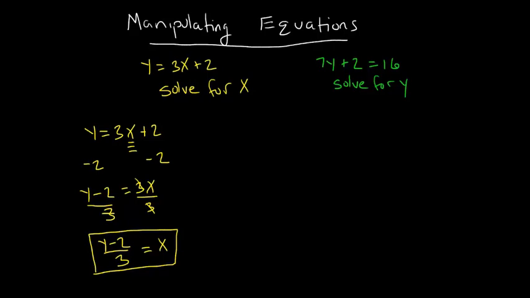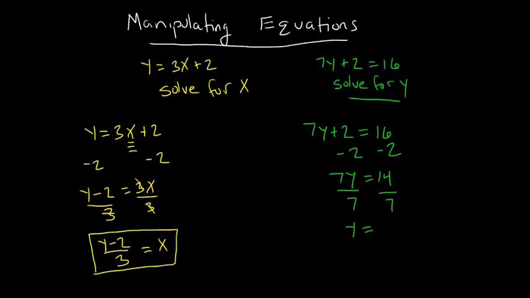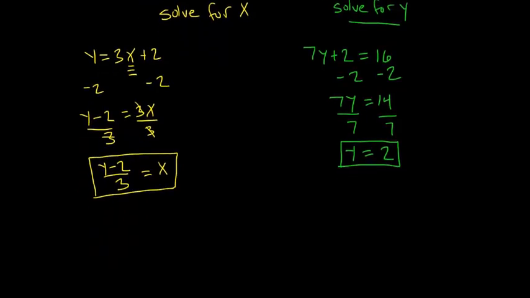Let's try another example. In this case, we have 7y plus 2 equals 16, and we want to solve for y. So we want to figure out the numerical value for y. So we want to get y by itself. We'll start by taking both sides minus 2. So I have 7y equals 14, and now both sides divided by 7 to get y equals 14 divided by 7, which is 2. So y equals 2. Let's try another problem.